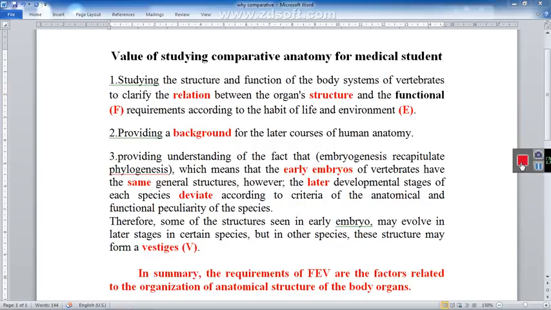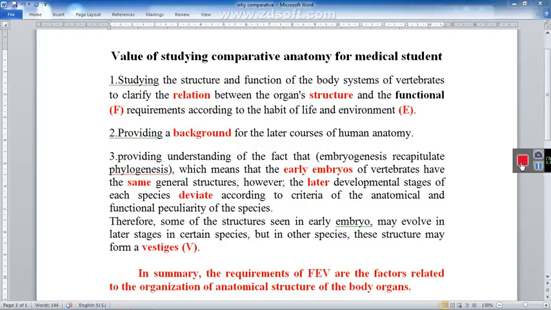I want to clarify here why we are studying comparative anatomy, why the value of studying comparative anatomy for a medical student. The value of studying comparative anatomy could be summarized in these 3 points.